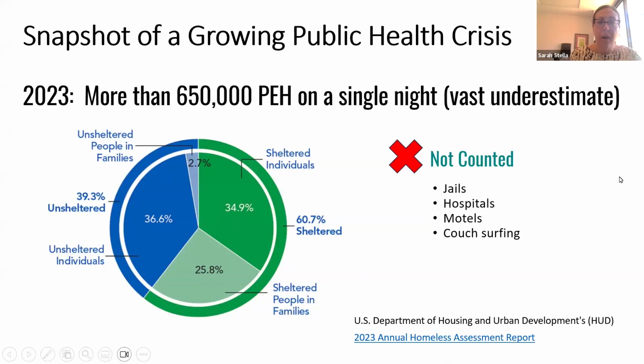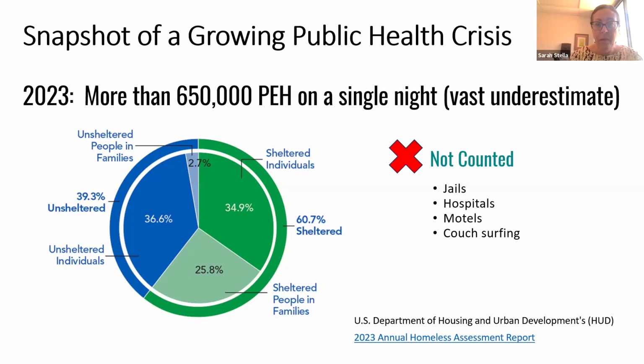So homelessness is a growing public health crisis in the United States. In 2023, there were more than 650,000 people who reported experiencing homelessness on a single January night. This was more people than recorded since 2007, when point-in-time counting began across the United States. And we really know that this is actually a vast underestimate of the true numbers experiencing homelessness. Advocates believe the true numbers are closer to 1.5 to 3 times this number.